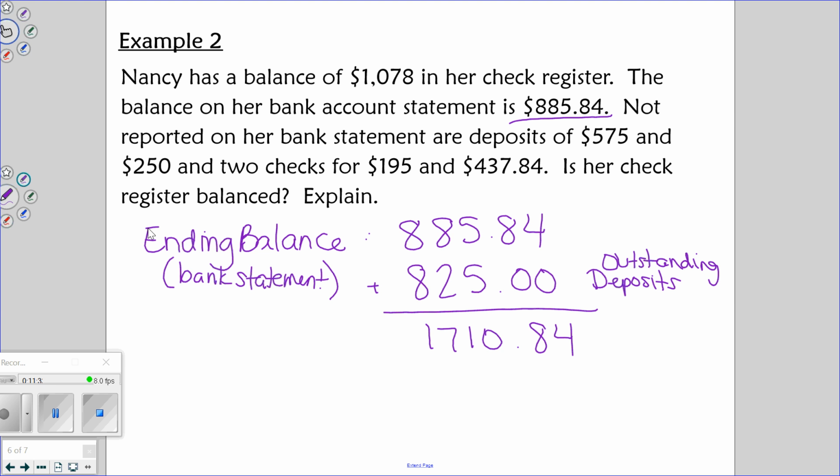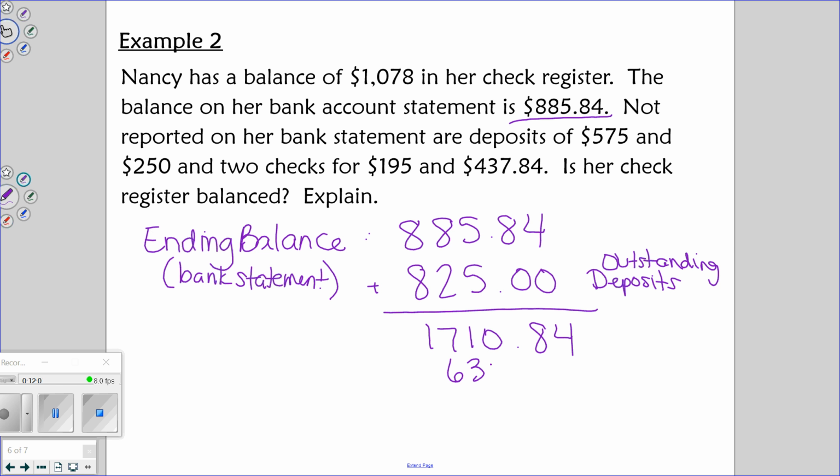And then we had 2 checks. What's it mean if we have 2 checks? Is that money that was coming in or money checks I wrote to somebody else? What do you guys think? Say it again, Nathan. What do you think it's referring to in this one? He wrote them, yeah. Sometimes you got to read between the lines a little bit. But yeah, so we have 2 checks. So we have $195 and $437.84.